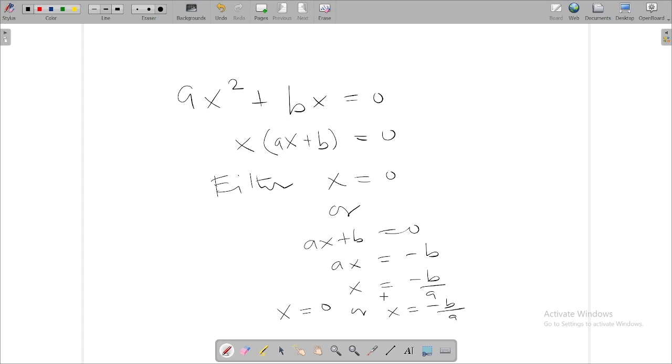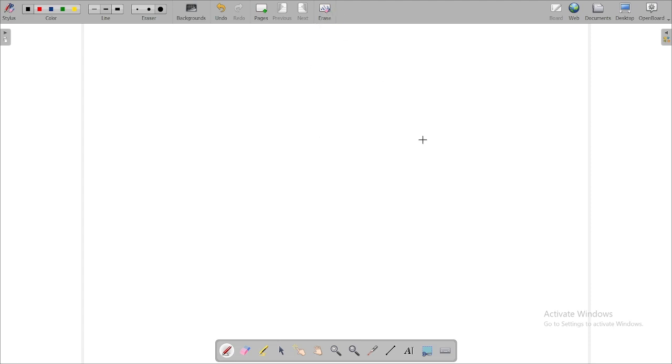So this is how we solve quadratic equations of this form. So let's take an example of this form and see how we're going to solve it. So let's solve x squared minus 3x is equal to 0.